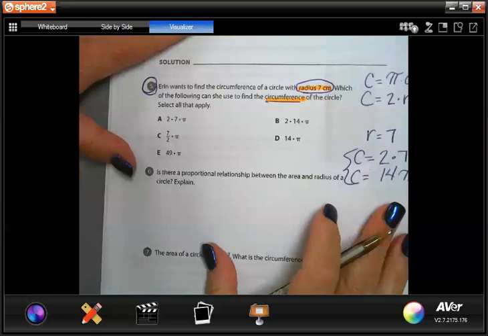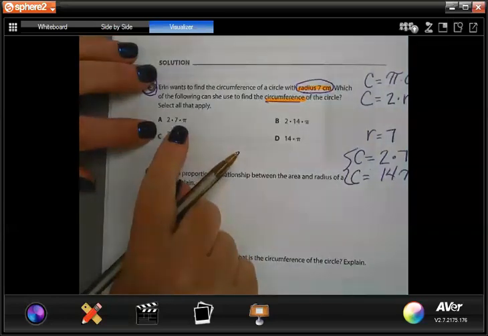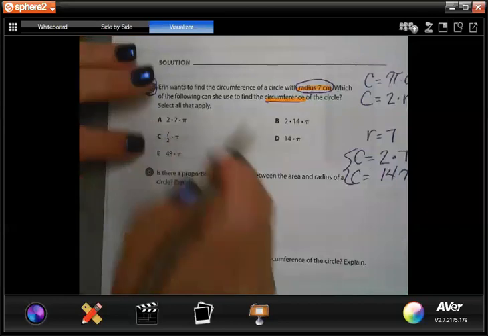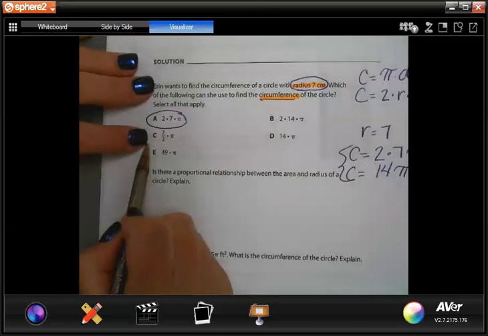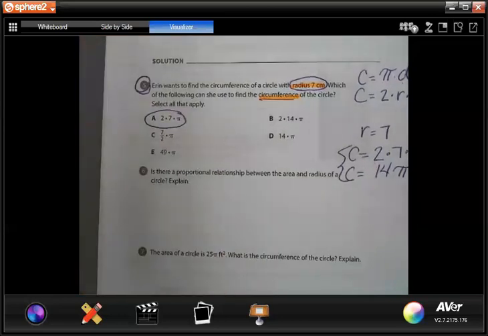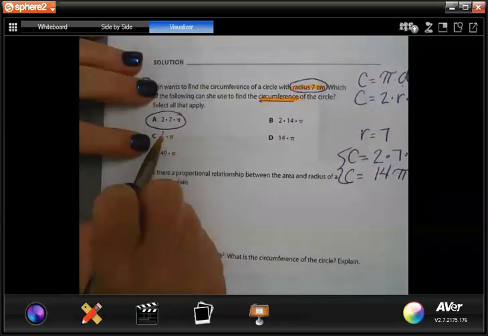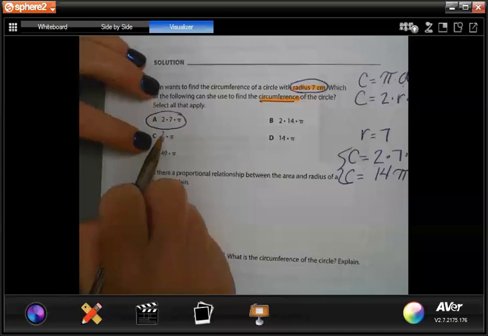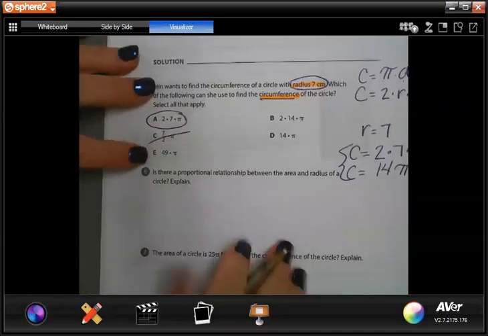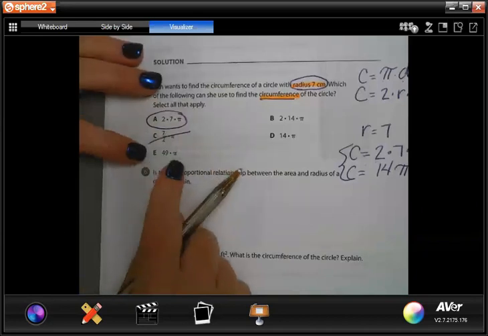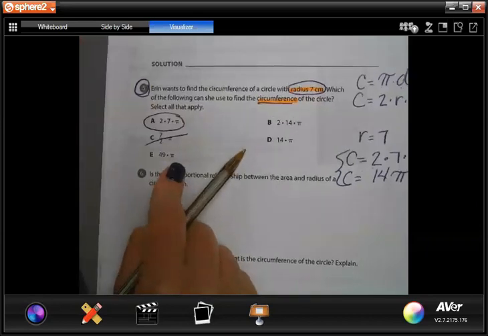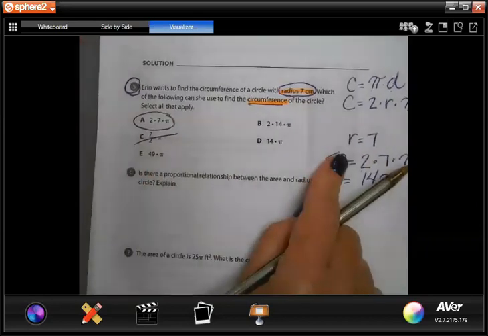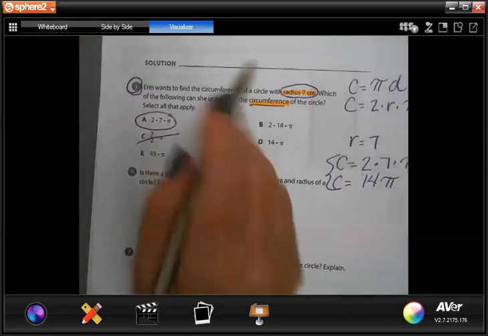So ready? Look at A: 2 times 7 times pi. Yes, that's this one. I know I can use it. C, 7 divided by 2. No, we can't use that one because this is already the radius. Now, if it was the diameter, then yes, but this is not an option. E, 49 times pi. What? They're thinking that we're looking for the area, because there would be 7 squared, which is 49. We're not looking for the area.